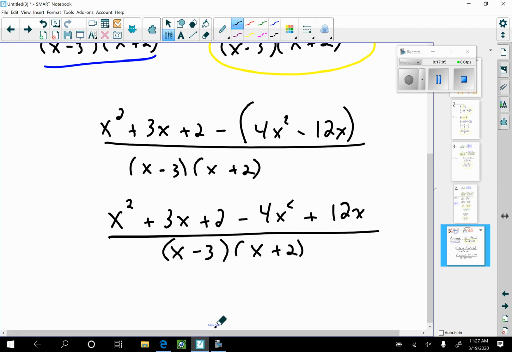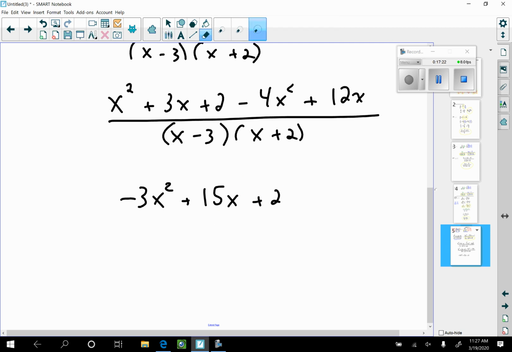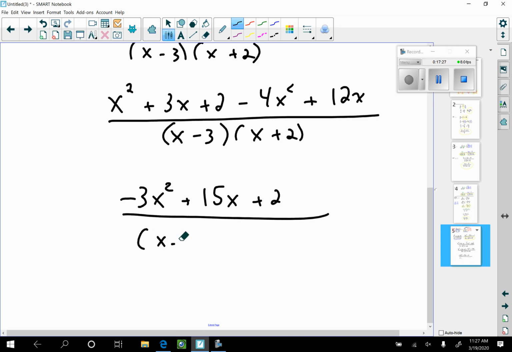The last step is to simplify the top. If I can extend the page, I have x squared minus 4x is going to be negative 3x squared. I have 3x plus 12x is 15x. And I have plus 2. Let's get rid of this guy. He's making me mad. All right. Divided by x minus 3 times x plus 2. You don't have to multiply out the bottom. My suggestion is just leave it as it is.